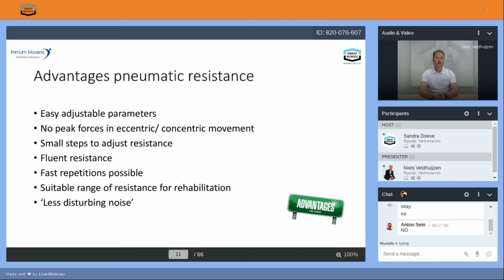Specifically, pneumatic resistance provides a suitable range of resistance for rehabilitation. The most important thing that you bear in mind when you do rehabilitation is that you don't want to overreach your patient during the rehabilitation. So it's always, as we call it, safety first. And there's another one. The final one is less disturbing noise, because if you have the weight stacks and you're in an exercise room, you often hear the weight stacks slamming on each other. That makes a horrible sound.